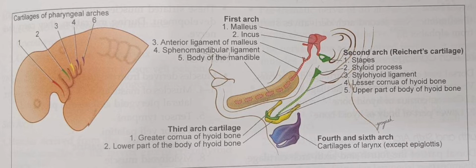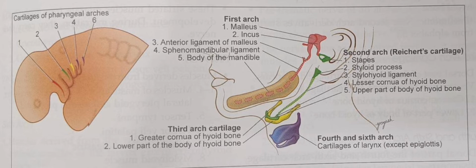Second arch, that is also called Reichert's arch. So the Reichert's second arch pharyngeal cartilage, muscles related with it are muscles of facial expression, posterior belly of digastric, stylohyoid and stapedius.